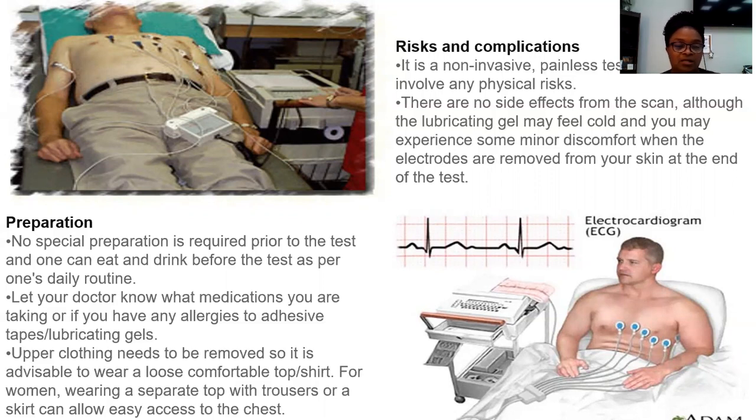Okay. Sometimes gloves will cause people who are highly sensitive to latex to have a really bad allergic reaction. The upper clothing needs to be removed. So it is advisable for the patient to wear a loose, comfortable top or shirt. For women, wearing a separate top with trousers or a skirt can allow easy access to the chest. And then some of the risks or complications: it's a non-invasive procedure, so there aren't any physical risks. There are no side effects from the scan, although, like we talked about, the patient may feel cold with the gel, or again, you want to find out about any allergies. Okay.